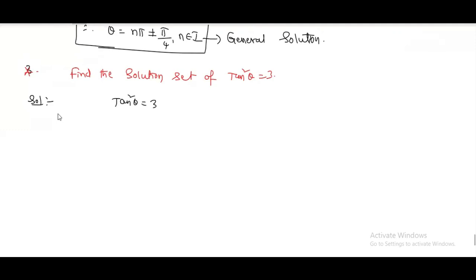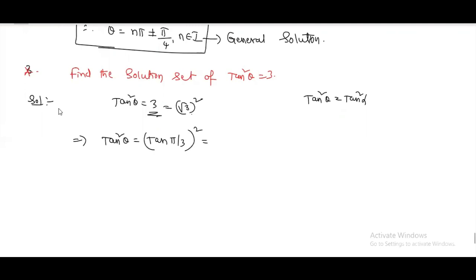So how can we change 3 into tan square alpha? 3 can be written as root 3 whole square, right? If you simplify this one, we will get 3 only. So we can write that tan square theta is equal to root 3 squared, where we get in tan terms 60 degrees. So we can write that as tan of pi by 3 whole square, which can be written as tan square pi by 3.